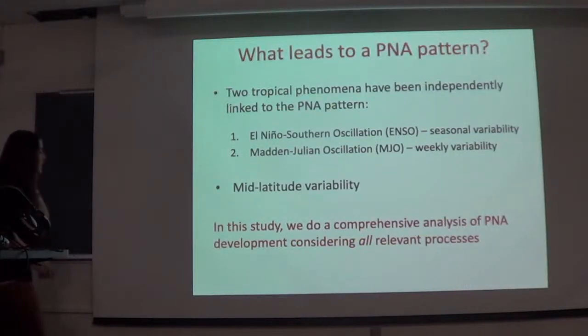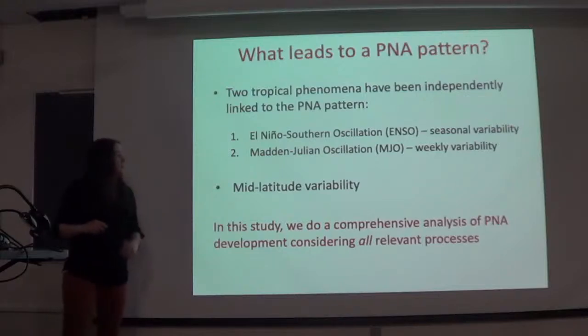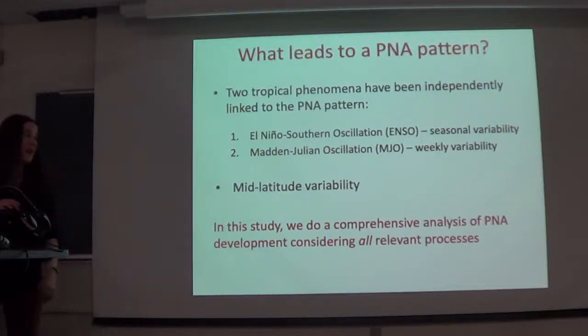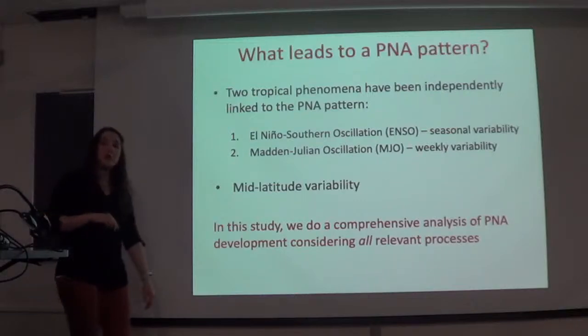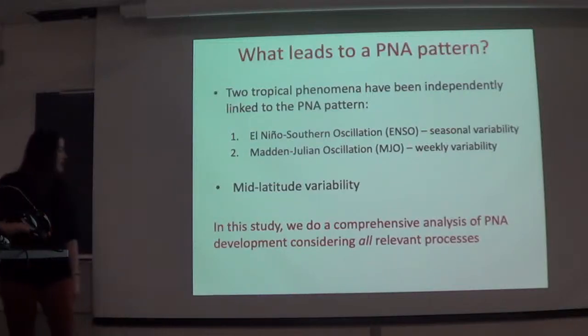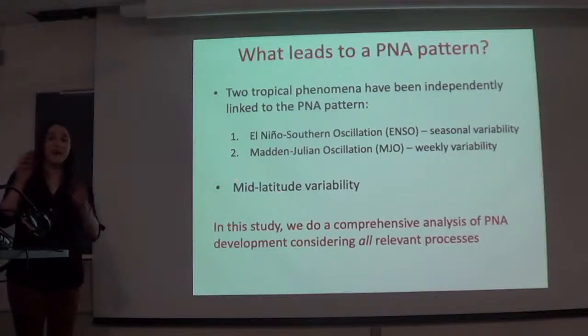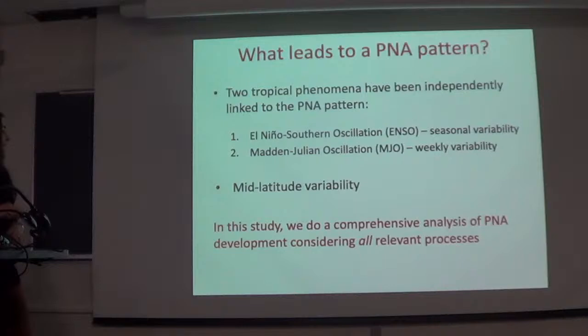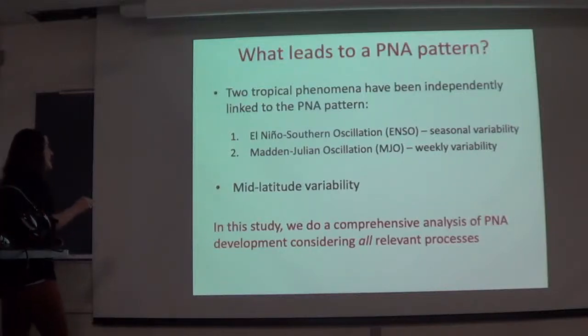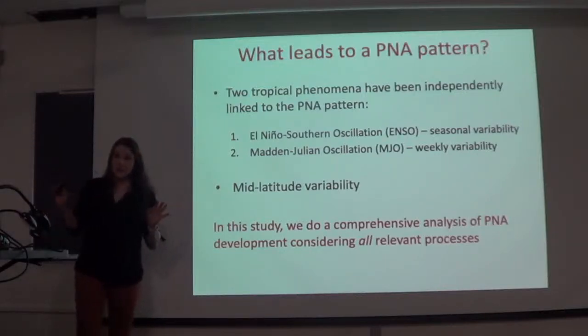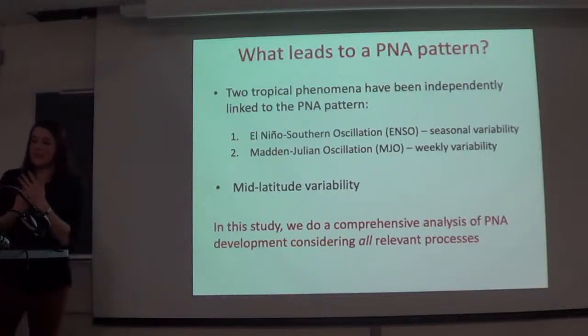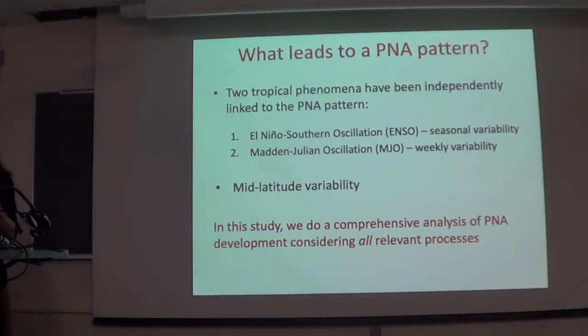Okay, so going back to this slide, here in the tropics we have ENSO, which gives us seasonal variability, and the MJO, which gives us weekly variability. I haven't talked too much about this, but you also have internal mid-latitude variability. What we want to do in this study is not look at them independent of each other. We want to do a comprehensive analysis where we consider all of these processes.